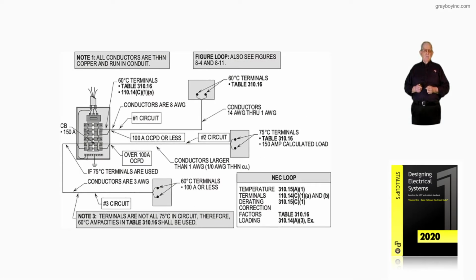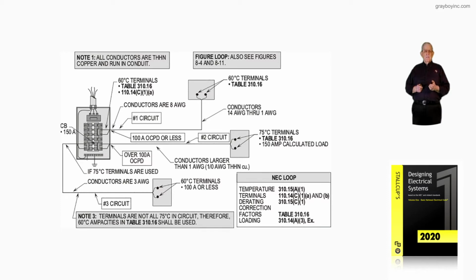Now, this illustration gives a full illustrated outline of applying terminals at 60 or 75 degrees C based upon the terminal ratings being 100 amps or less or over 100 amps in accordance with 110.14(C)(1)(a) or (b). Now notice the note at the very top of the illustration says all conductors are THWN copper conductors running in conduit, meaning we can take the 90-degree column ampacity to derate from.